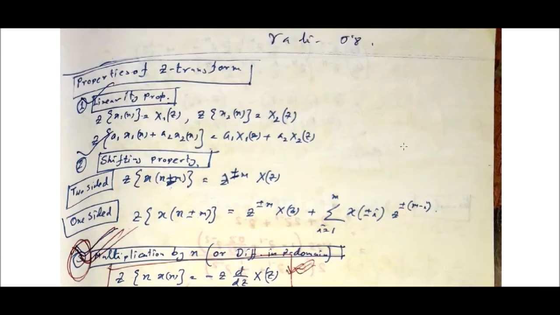Okay, now properties of Z transform. Linear property: remember that the Z transform, this particular transformation method, is a linear operation.